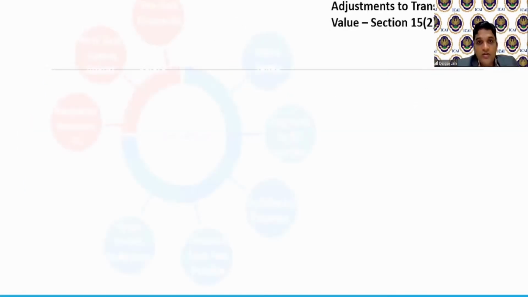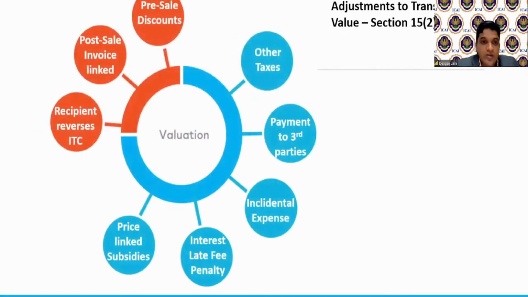This we have understood. Now, adjustment to transaction value. Again, a recapitulation. What are the other values which we add? Price-linked subsidies, okay, we will add them. But if it is given by the government, then we don't add it. Then interest, late fees, penalty, we will add. Any kind of incidental expenses. What are these incidental expenses? Things like commission, or packing, any alteration. Say I've supplied something and this person needs some alteration, then I supply it. So any alteration I charge for has to be included in the value.